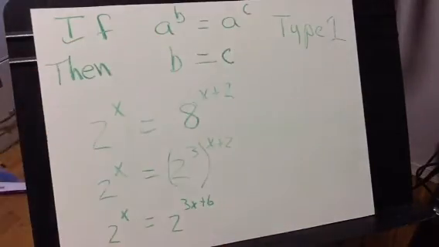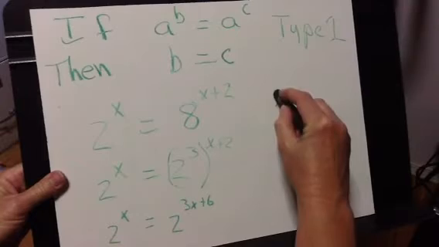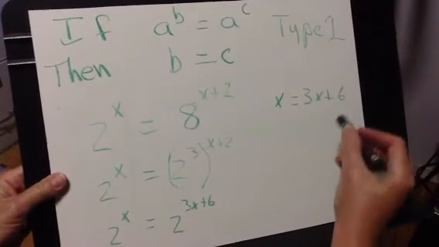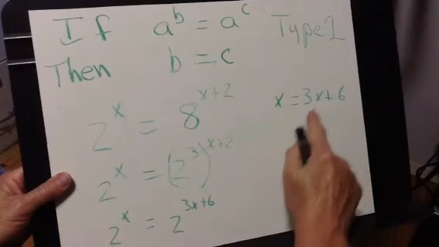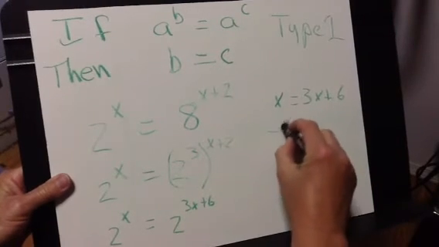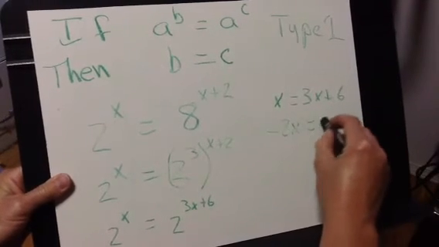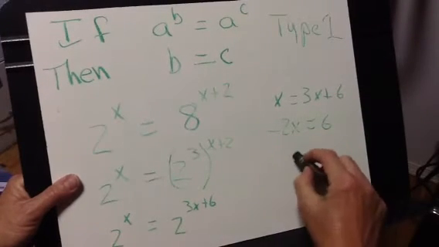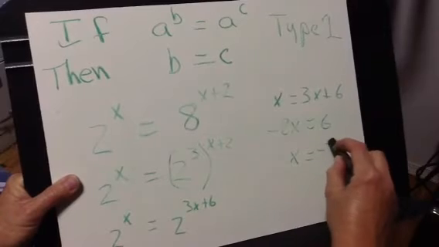So I'm going to pop off the exponents and set them equal. x equals 3x plus 6. I'm going to take the x's all over to this side, so negative 2x equals 6. And then dividing this side by negative 2 and that side by negative 2, I get x is equal to negative 3.